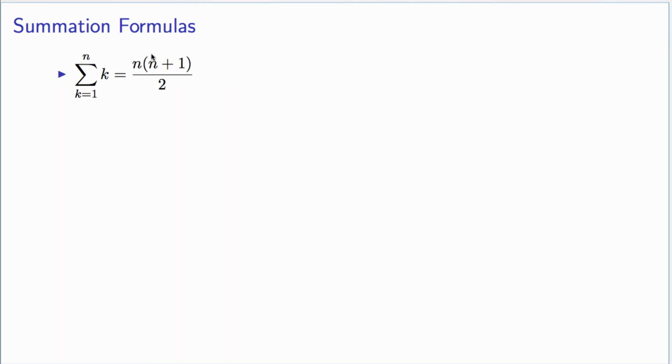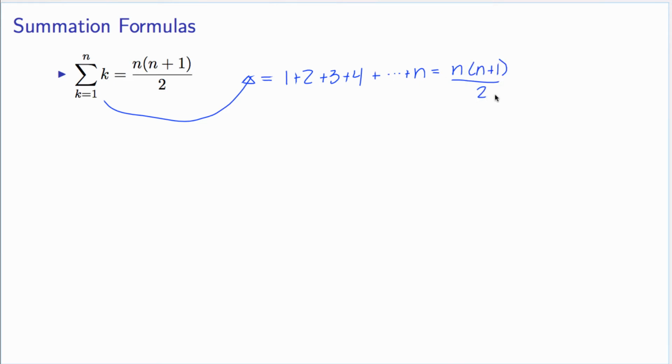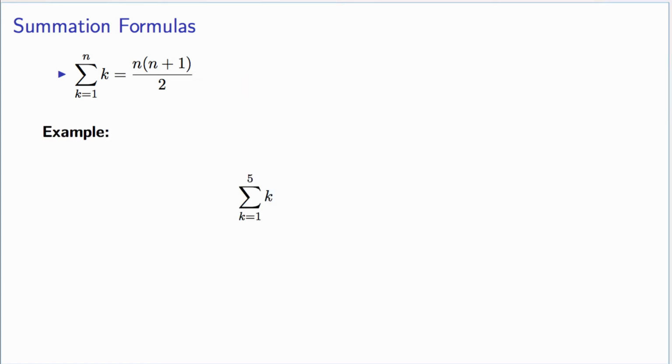Our next formula is the sum from k equals 1 to n of k. Again, remember from our sigma notation, this is equal to 1 plus 2 plus 3 plus 4, and we stop when we reach n. Our formula tells us that this sum should be equal to n times n plus 1 over 2. Now we're not going to prove here that this formula is true. Instead, we're just going to explore this formula by looking at an example, and we'll prove separately why the formula is true.